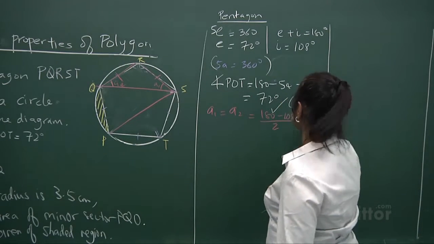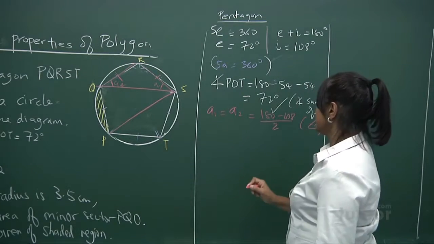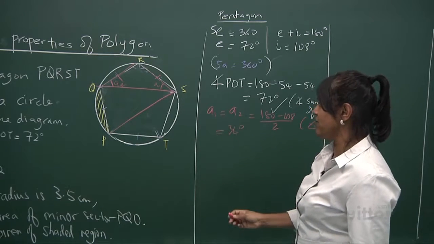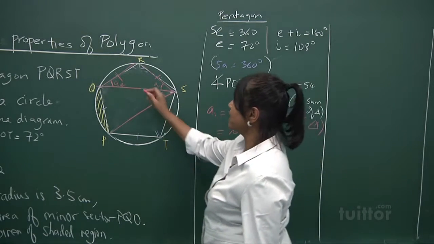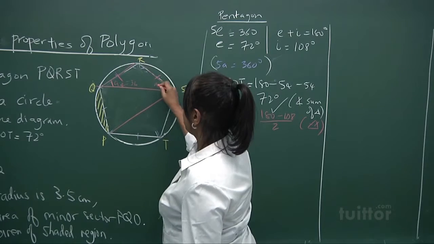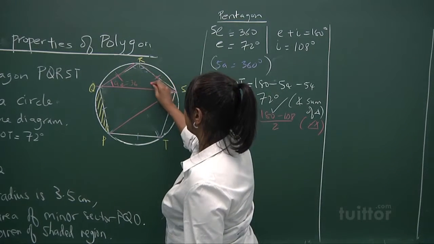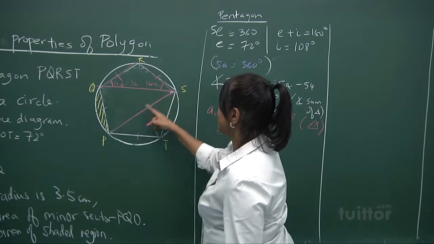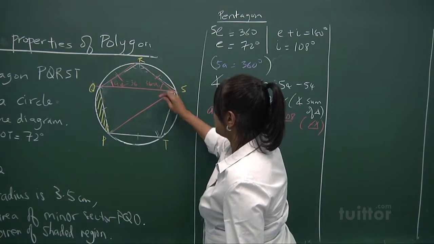It's an isosceles triangle. Just put the reason. And you get 72 divided by 2 is 36 degrees. So if each of these angles here is 36, this is also 36 degrees. You want to find out QSP, what this angle is.